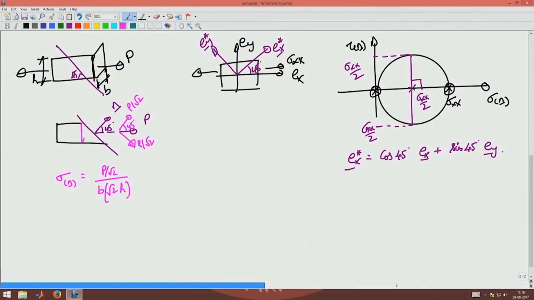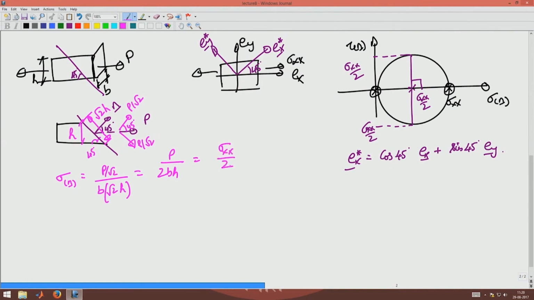because this side is h, this is 45 degrees. So, this distance would be root 2 times h. Okay. So, that will be root 2 times h. So, this will be P by 2 times B h, that will be sigma xx by 2.